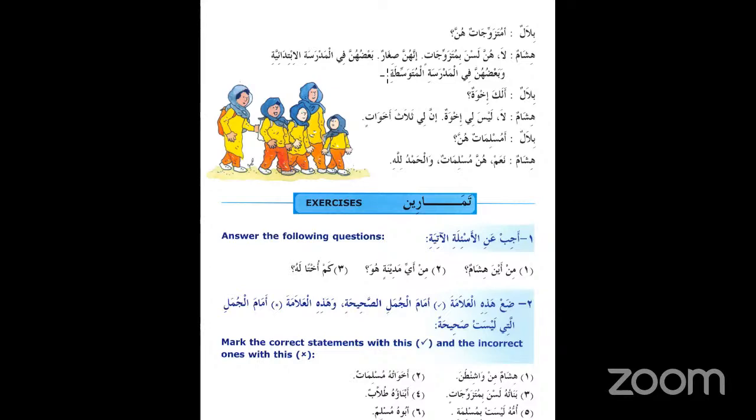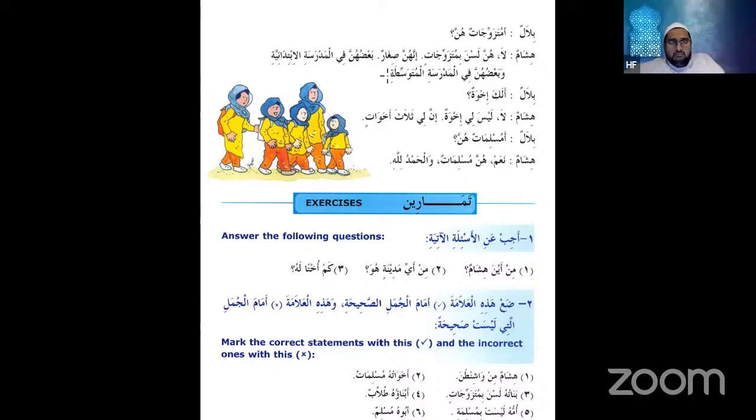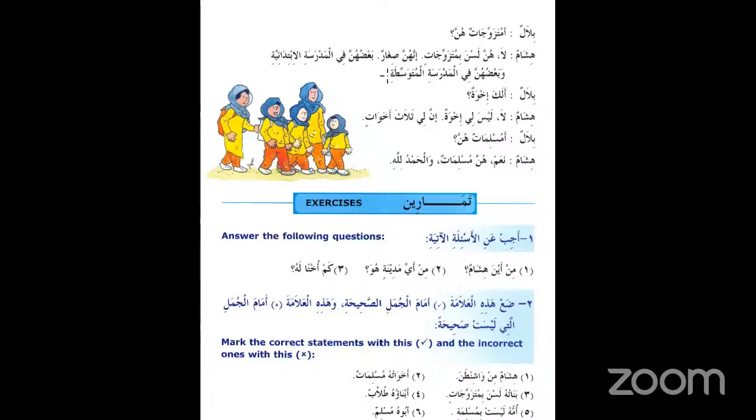المتوسطة. Oh, okay. So no, I am not married. Correct. They are not married, no? They are not. Hunna, they. They are not married. Correct. Yeah, sorry. They are not married.